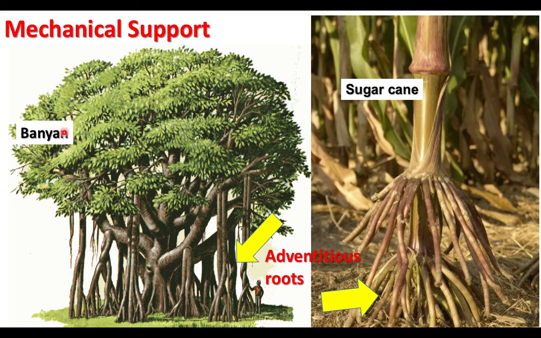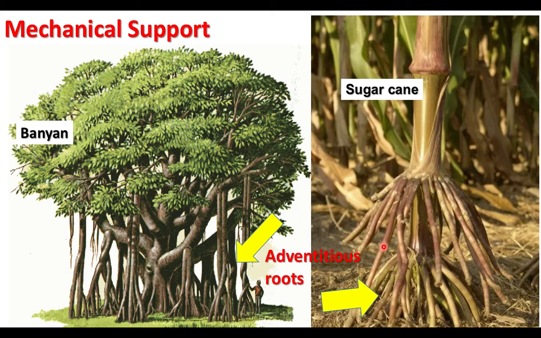Look at the banyan tree. It has branches. The big branches are heavy. So roots arise from big branches. The roots grow downwards and support the plant. This is sugarcane. In sugarcane also, roots arise above the ground from the nodes. This is one node, this is another node. From the node, roots arise.